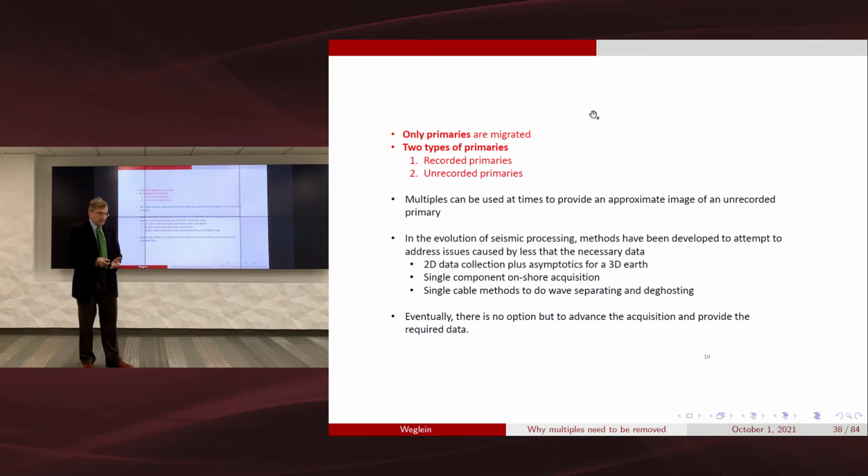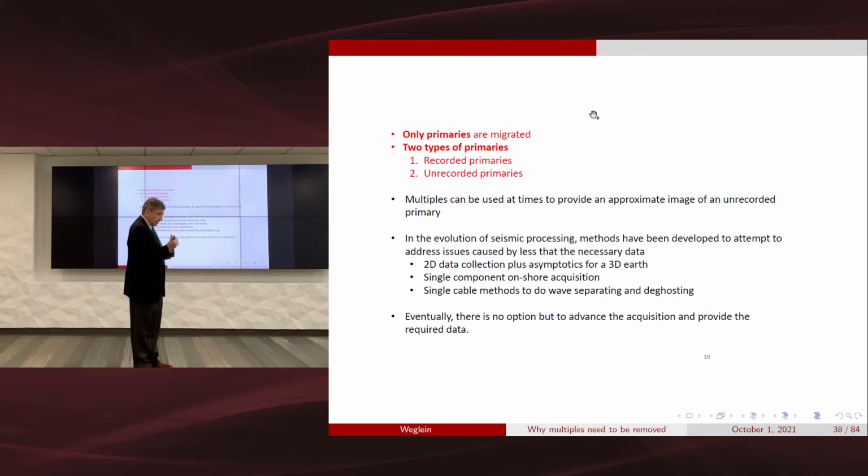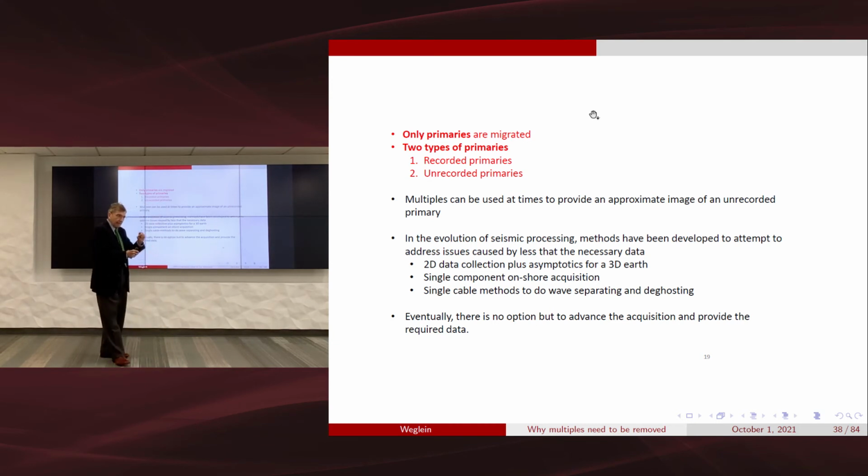You're using a multiple, okay? So we'll clarify what that means. Go back to the original idea of what migration is. You have an event on a trace. So there's a receiver and there's an event on a trace. You want to know, is there a point on some reflector where a reflection is responsible for that event? That's what migration's about. You can formulate imaging conditions, and that's what it's about, a map between time of an event and the location on a reflector, yes?